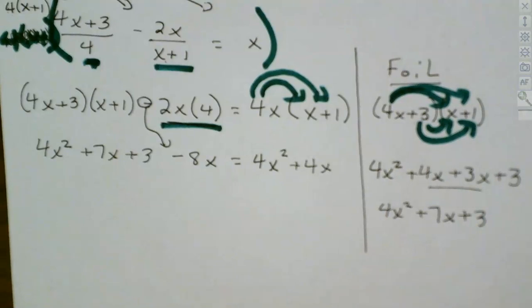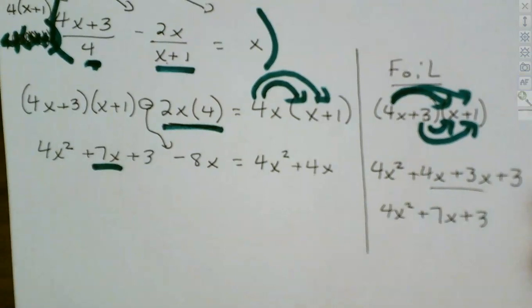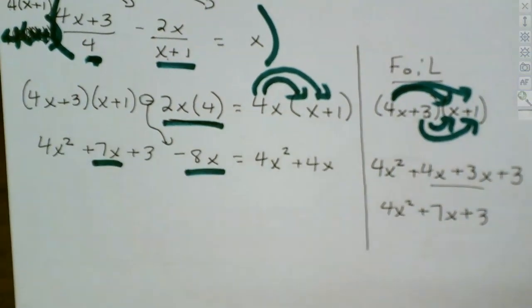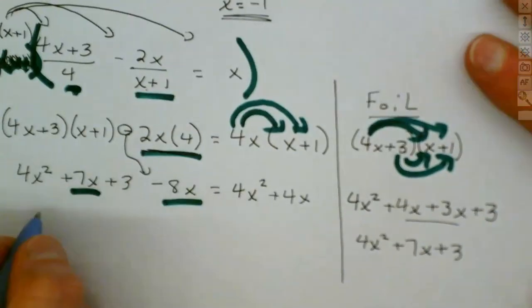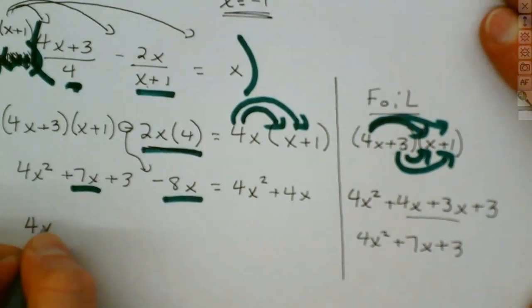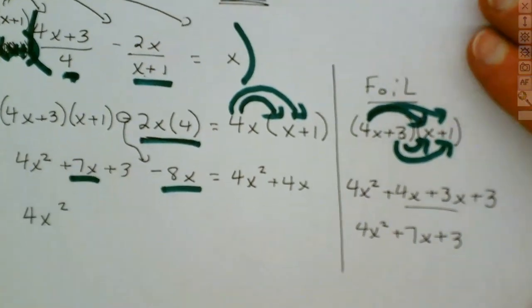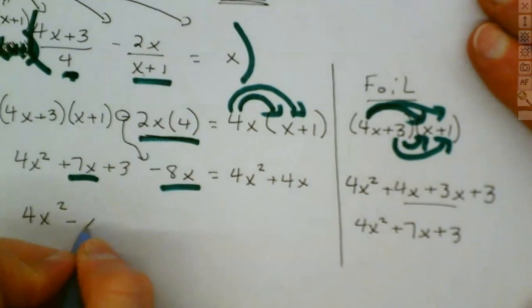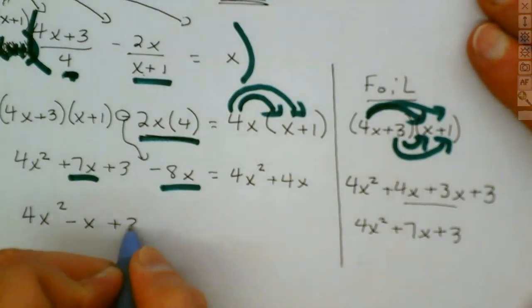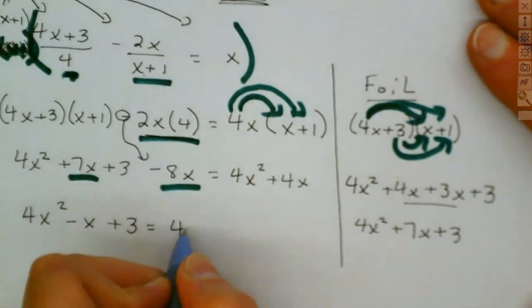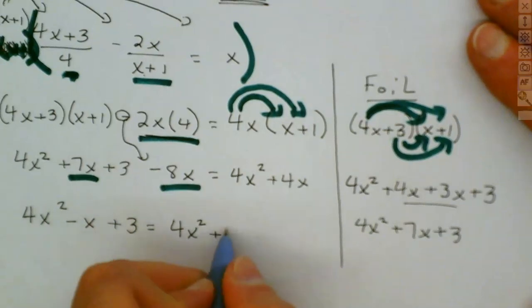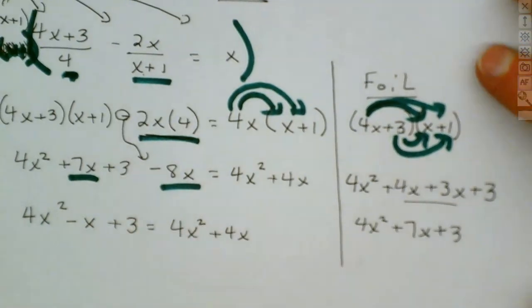Let's go ahead and clean up the left-hand side. What can I do on the left-hand side? Well, that's 7x and that negative 8x, those can go together. Now we've got something that we can work with. So now we have a 4x squared. We've got a minus x plus 3, and it equals a 4x squared plus 4x.